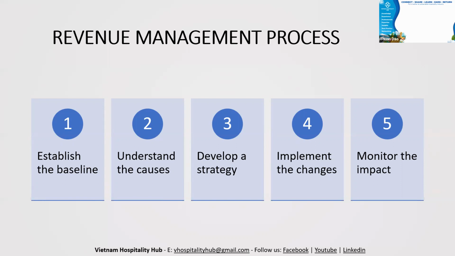And after that, you implement. After the top management agrees on the strategy, we go ahead to implement it. We change, so that we can optimize the revenue for the hotel. And then after you implement, make sure that you monitor the impact, to see whether our strategy has a good impact, has any good results, or it's just normal, nothing changed. So from that, you can learn from experience and prepare for the next strategy. So this is the revenue management process.